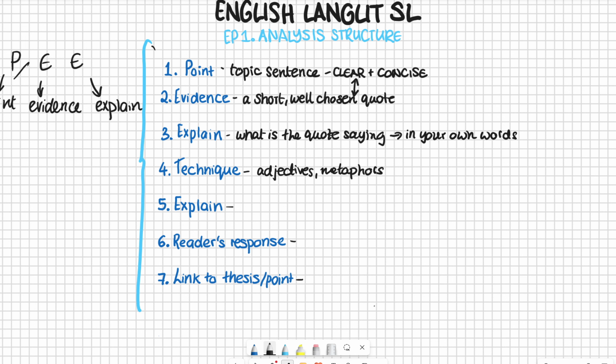So then you're going to explain, and you're going to talk about the effect of the technique. So this is where your deeper level of analysis comes in, and it's not included in the PEE structure. So you're talking about deeper meanings, and you're talking about connotations.